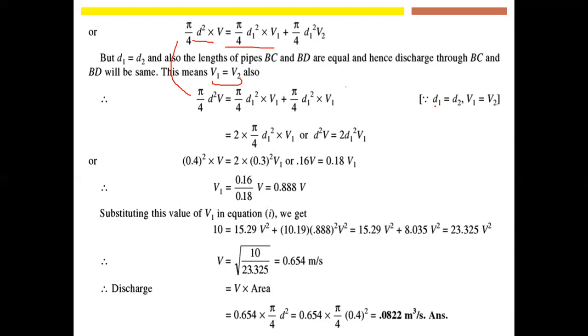Why? Because v2 is equal to v1. Now after we keep on substituting this one, finally we are getting the value v1 is equal to 0.888 V. Now substituting the value of v1 in equation 1.